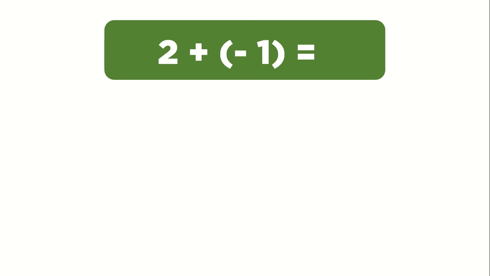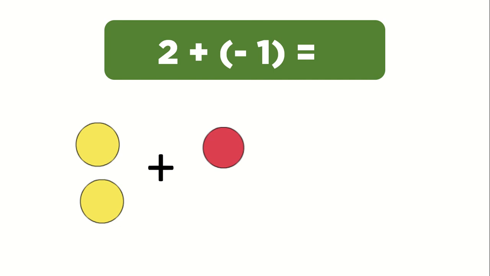This concept will be applied when we add numbers with different signs. For positive 2, we can represent that with 2 yellow counters, added with negative 1, so 1 red counter. As I said a while ago, we can cancel out one zero pair here because there's one yellow and one red counter. What is left is just one yellow counter. So the final answer is positive 1.